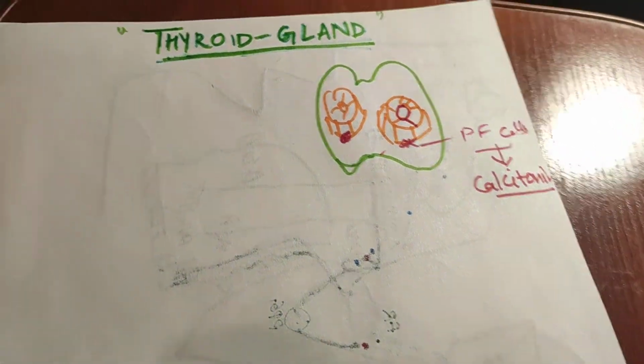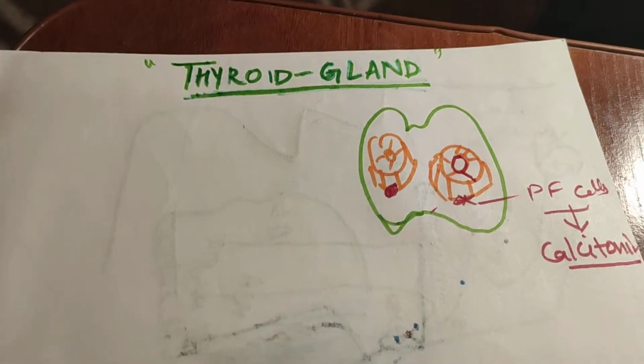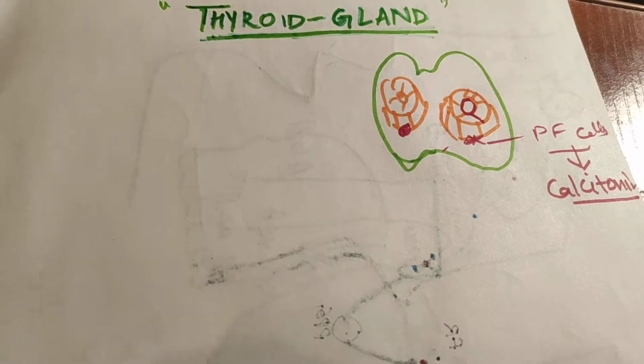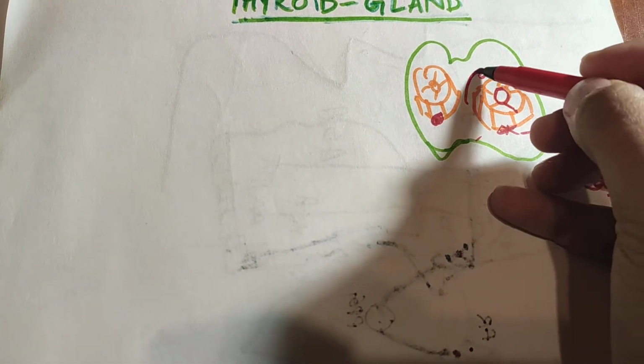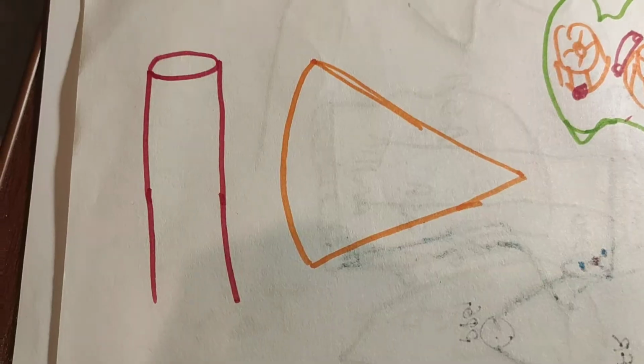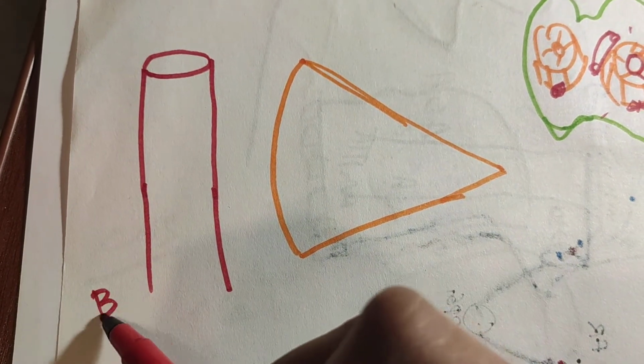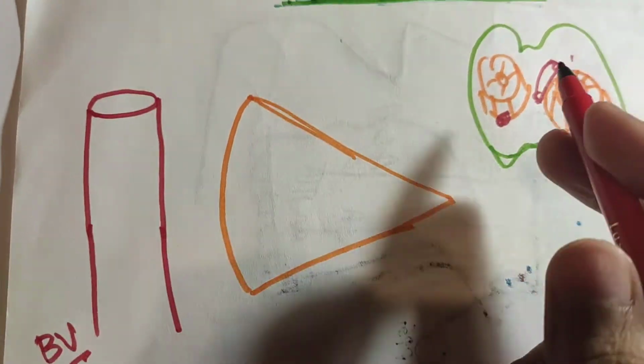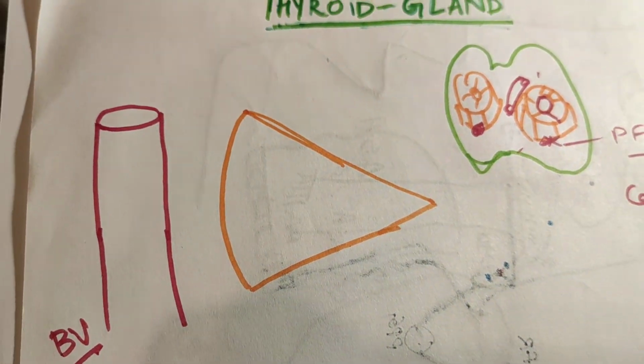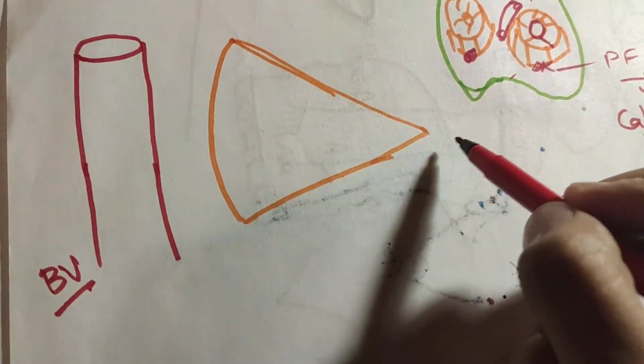Calcitonin hormone. Let's talk about the thyroid gland. Now around this follicle there is a blood vessel. There are blood vessels present. If I enlarge over here, suppose this is a blood vessel, the circulatory system. This is the thyrocyte, that is the follicle, the main follicle, and here is the lumen.